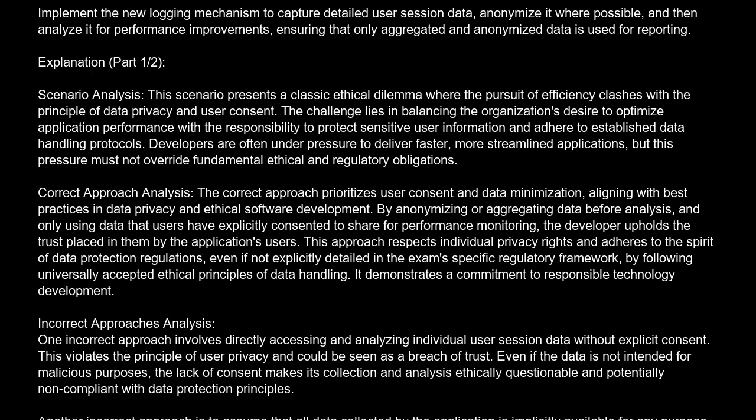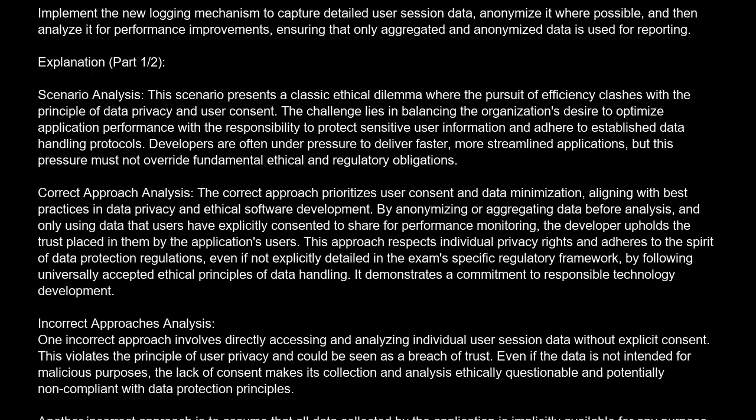Correct approach analysis. The correct approach prioritizes user consent and data minimization, aligning with best practices in data privacy and ethical software development. By anonymizing or aggregating data before analysis, and only using data that users have explicitly consented to share for performance monitoring, the developer upholds the trust placed in them by the application's users. This approach respects individual privacy rights and adheres to the spirit of data protection regulations, even if not explicitly detailed in the exam's specific regulatory framework. By following universally accepted ethical principles of data handling, it demonstrates a commitment to responsible technology development.